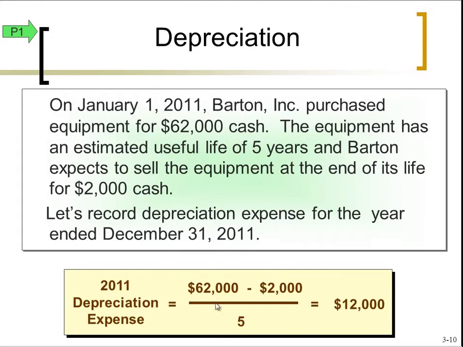So we have the $62,000 historical cost, the actual purchase price, but we don't want to depreciate the whole thing. We subtract out the $2,000 that's going to be left over at the end of this asset's life. That gives us $60,000 depreciable cost, divided by 5 years gives us $12,000 per year.